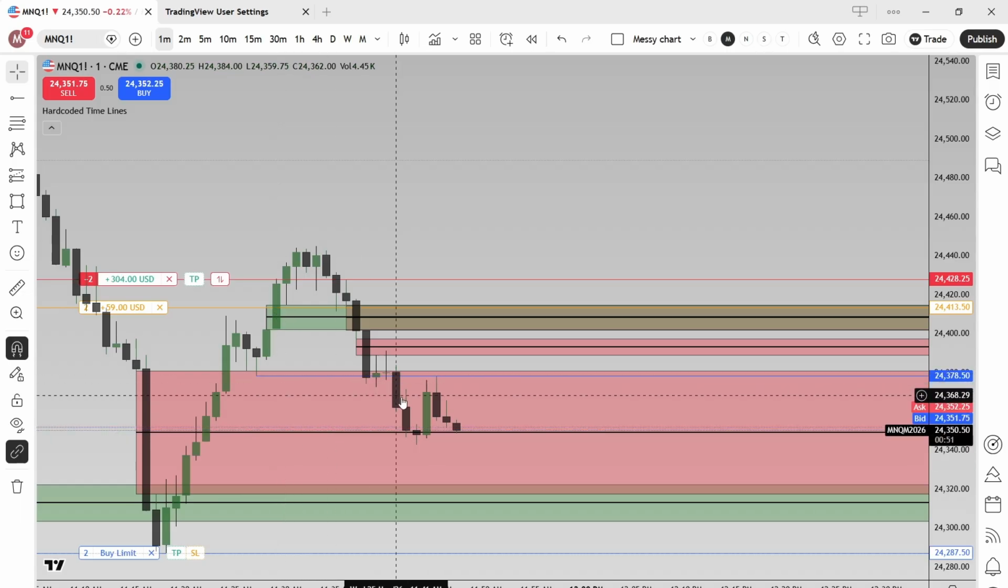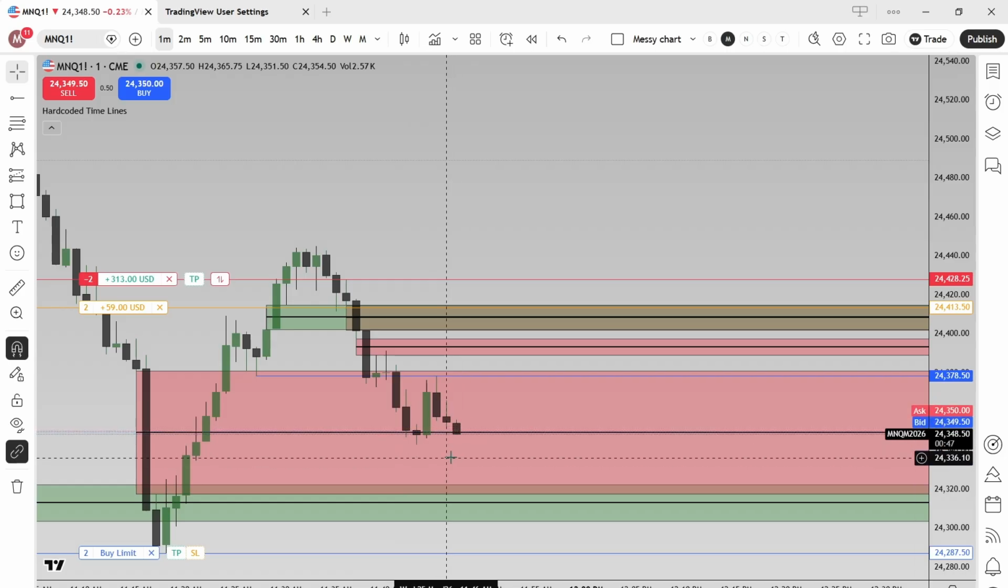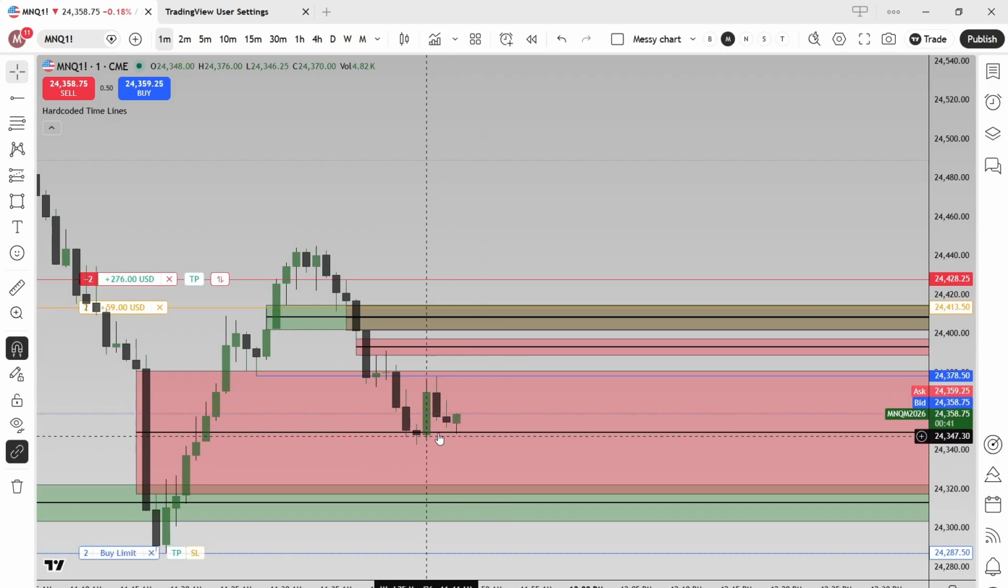Now I want to see it get real heavy. Go right through that. If we're done, we'll find out with this candle or the next. If we're gonna go up, we'll also find out in this candle or the next.